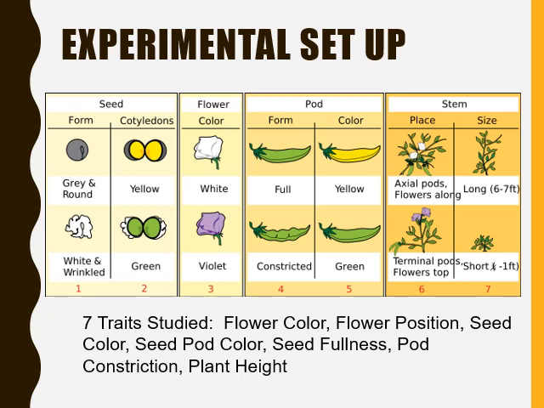Flower color, white or purple. The form could be full, which means really thick, or constricted, which sort of, you can see lots and lots of bumps in it. It looks like edamame. The color could be yellow or green. The placement is what's termed axial, which means off to the sides, or terminal, which is up at the tip, or the size is either long or short. So we studied those 7 traits, each with 2 characters to them.